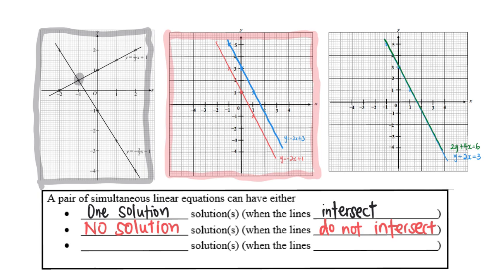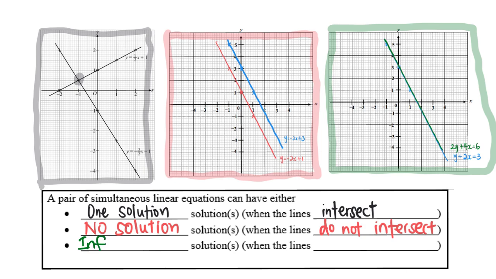And the last example, where you see here, there are infinitely many solutions. The lines overlap each other.